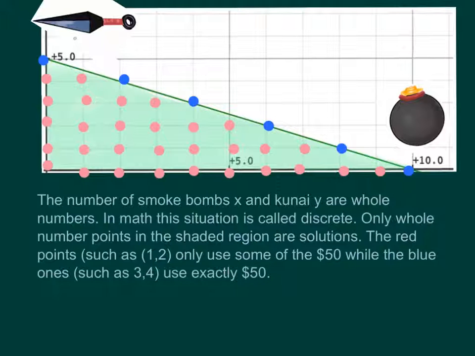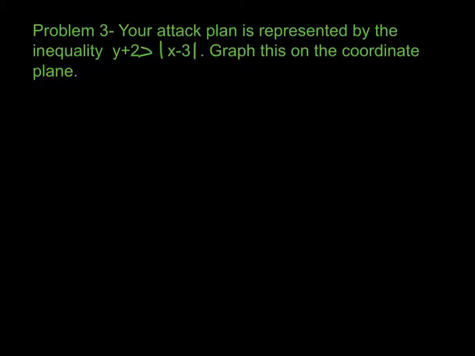This means that if we say buy exactly 5 kunai, or 10 smoke bombs, we will use all of our $50, but if we only buy 1 smoke bomb, or 1 kunai, we will have change left over. Now, let's look at problem 3.